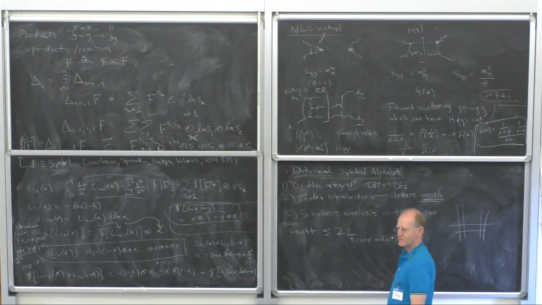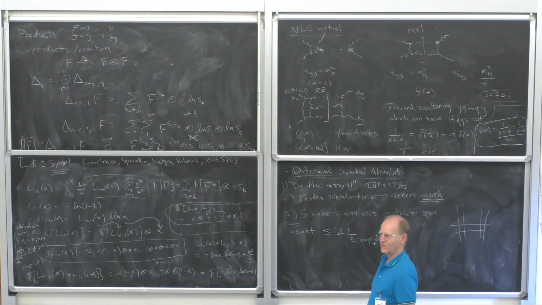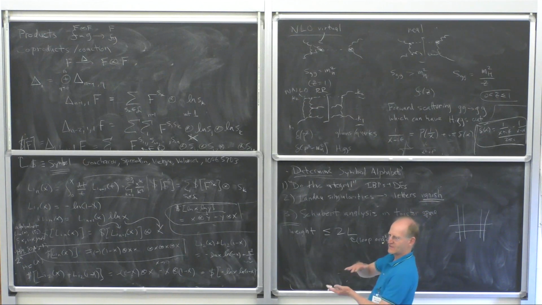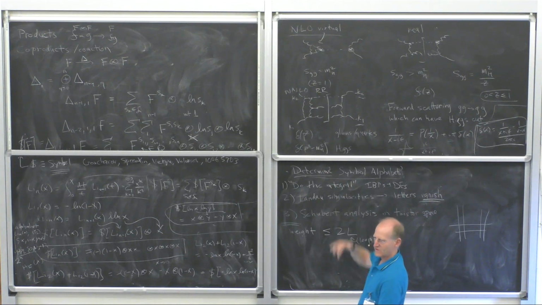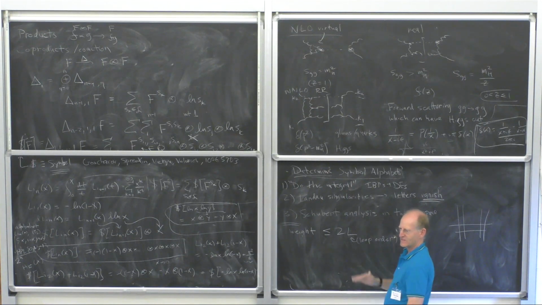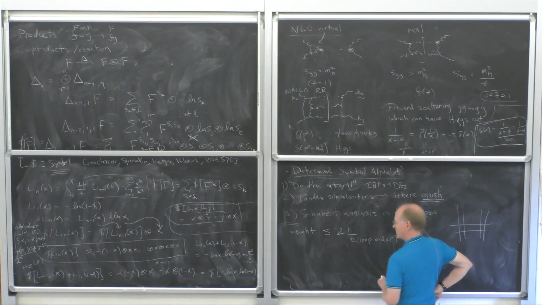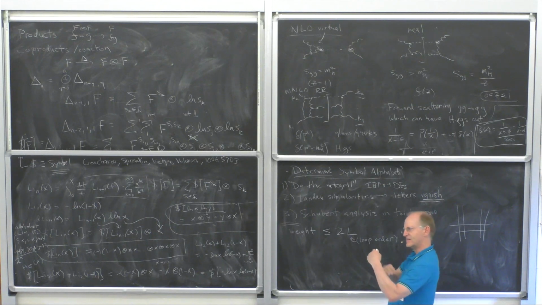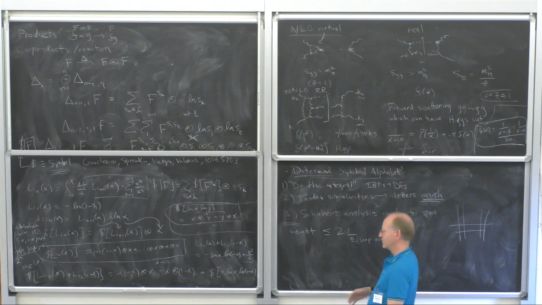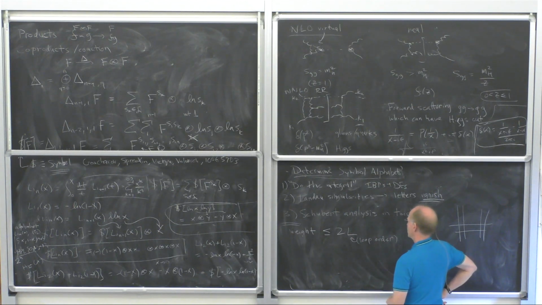But there's a few simple cases in planar N=4 where we just guess that the same symbol alphabet works to all orders. And we know it works to 8 loops, so we think it's going to work to 9 loops. But there are more complicated cases where it's not clear what the next order symbol alphabet is going to be.